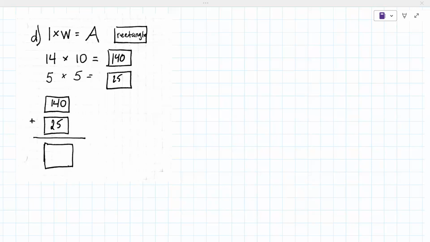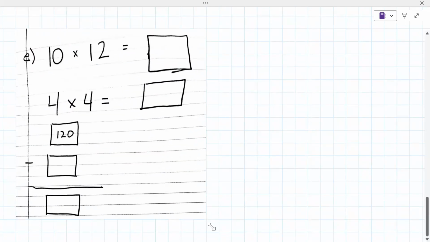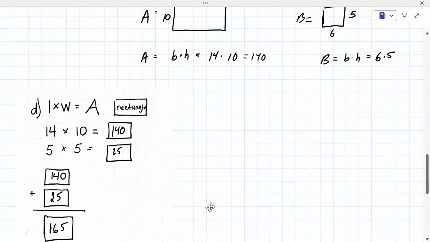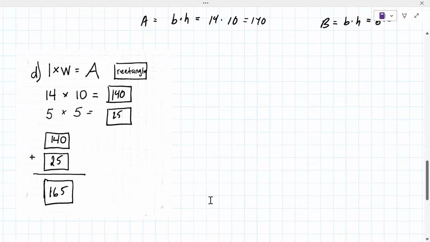165. Very good. Okay. All right. So let's look at E. You didn't write down anything. All right. So make sure you write these down. You tell me when to move on. What's the answer? They're right there.